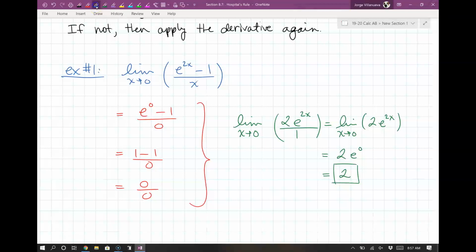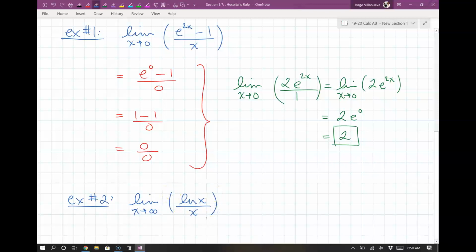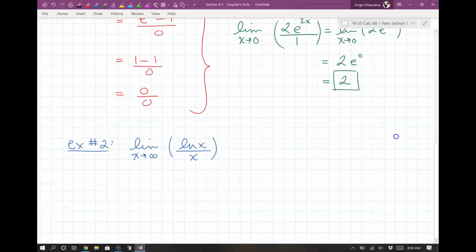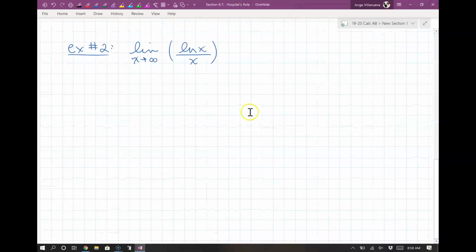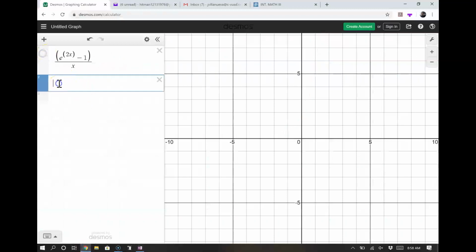So let's try another one. Example 2: the limit as x approaches infinity of ln of x over x. Let me graph this one really quick for us. Ln of x over x, and they say as x approaches infinity.